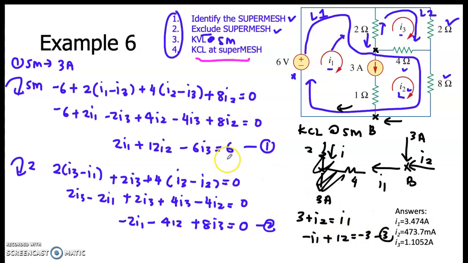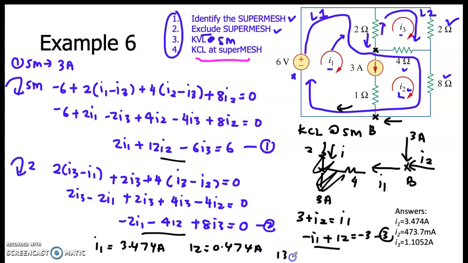Then from these three equations, you use your calculator and you can get I1 is equal to 3.474 ampere, I2 is 0.474 ampere, I3 is equal to 1.1052 ampere. Same as the answer.